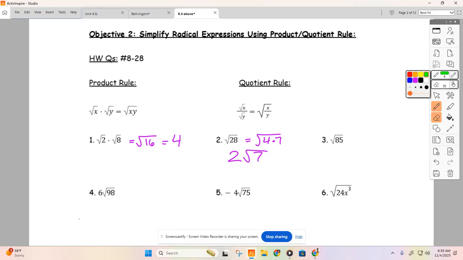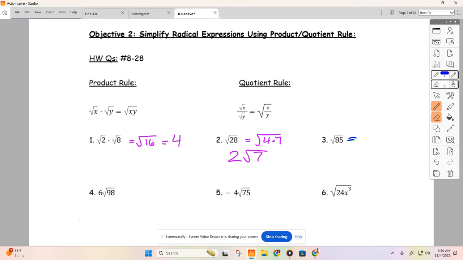It's approximately 5.29. And if you type in what we simplified, 2 square root of 7, you get the same decimal. So you can still use the calculator to check it, but the simplifying, you are going to have to do some work. So the next one, 85.